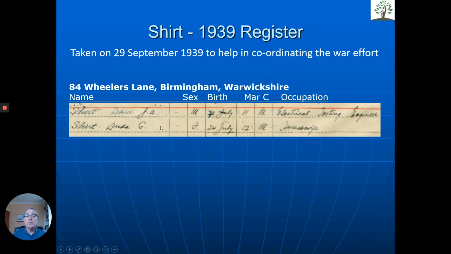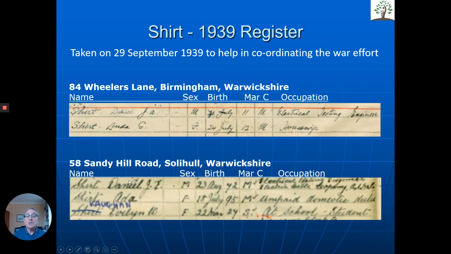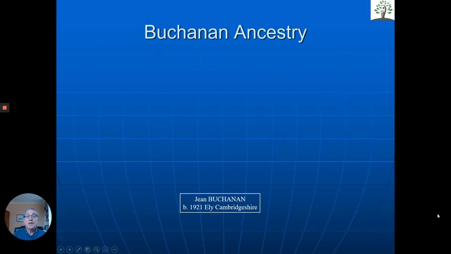So here we are in Birmingham. We see Daniel Shirt with, in fact, Linda Shirt, his first wife. And there they are, born in 1911, and what occupation they have. What we also found, though, was his father, Daniel Shirt, born in 1872, still alive, and his wife, Ada Shirt. He remarried. The family knew absolutely nothing about this. So again, another addition to the story of the Shirts, and information to bring the whole family to life.